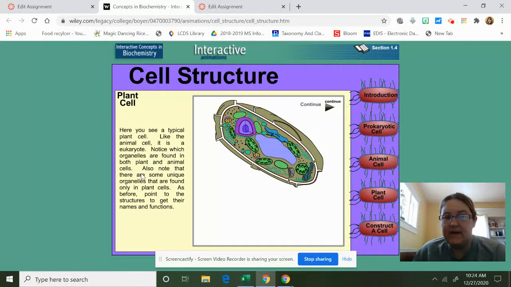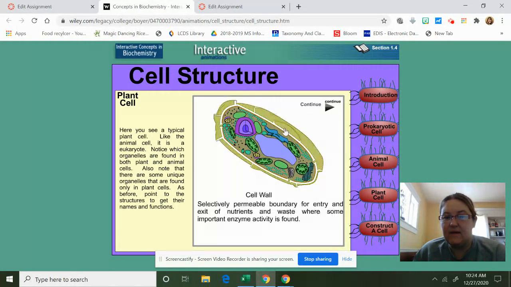Here you'll see a typical plant cell. Here we added in the cell wall, the selectively permeable boundary for entry and exit of nutrients and waste, where some important enzyme activities. Again, it has almost the same definition as the membrane, but the cell wall, I want you to make sure you add it to your notes, also gives a lot of structural support.